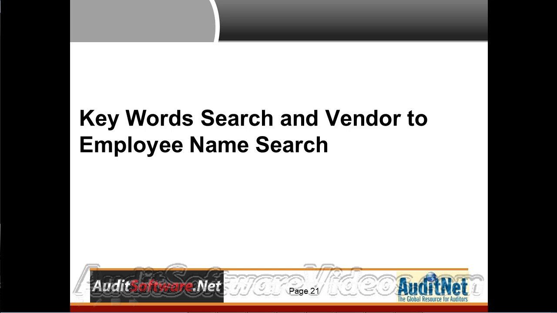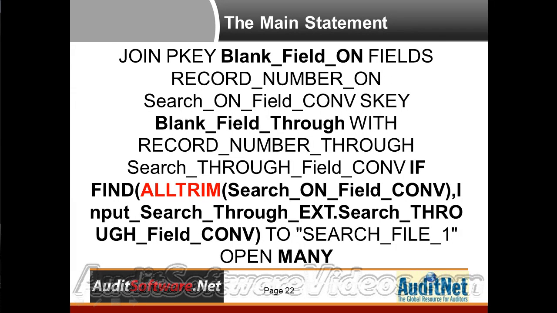And the key statement, although it's a little hard to read, it's a little easier now in ACL to read this. You basically are going to create two blank fields, and on those blank fields join the files. In this case, the key here is that we're selecting a file input search through ext dot search through field converted. What that's going to do is join the file, but do an if statement where it's looking into the secondary file that it's joining with. In this case, the secondary file is called input search through ext, and it's going to search through that secondary file with this main file.